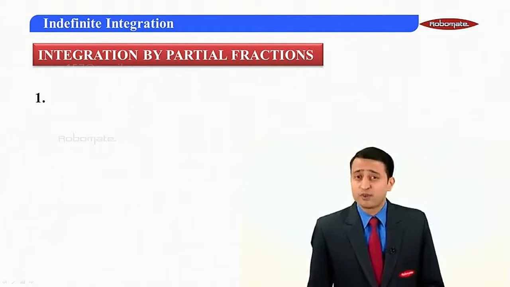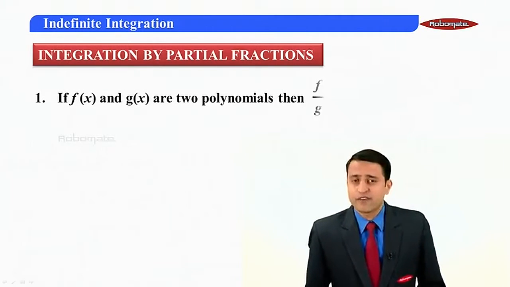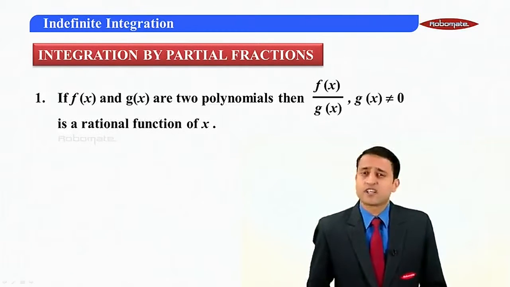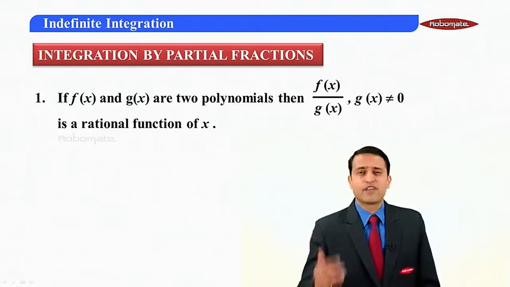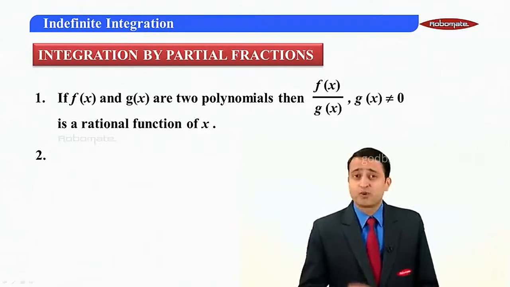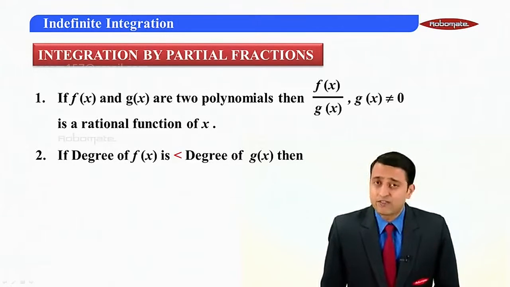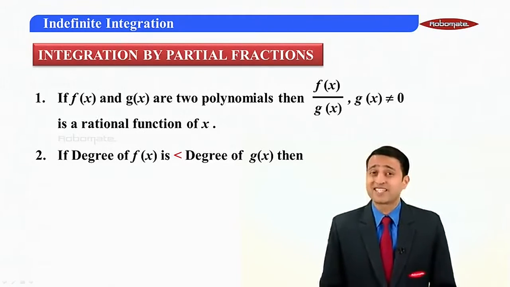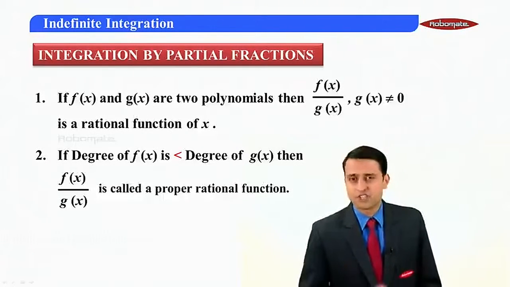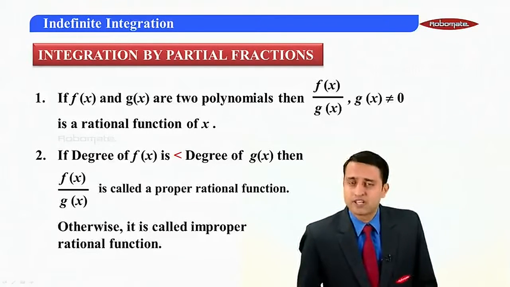Now my dear students, if you have two functions f of x and g of x which are polynomials of x, then the ratio f of x upon g of x, if g of x is not equal to 0, is called a rational function of x. This you have very well understood in the chapter continuity as well. Now, if degree of f of x is less than degree of g of x, that is, degree of numerator is less than degree of denominator, we call it a proper rational fraction, correct? If it is not, then we call it an improper rational function.